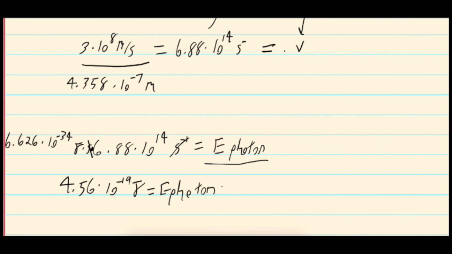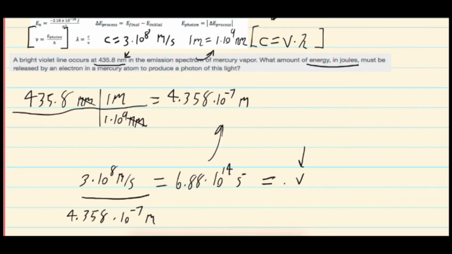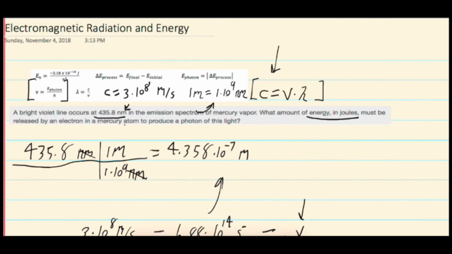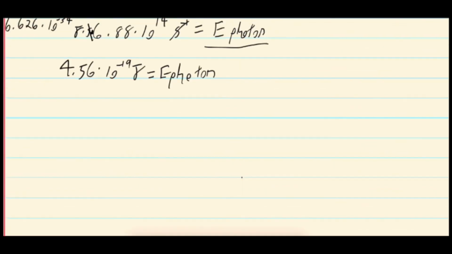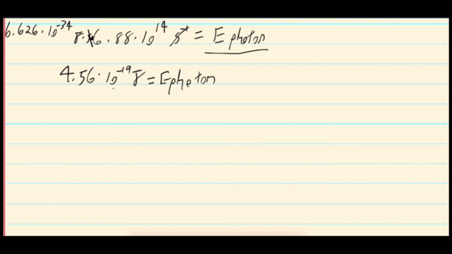Now let's look back at the original problem. From our wavelength, we were asked to find the energy in joules needed to produce a photon of light. If we look at our ending units, we have joules equals E photon. We've solved our problem.